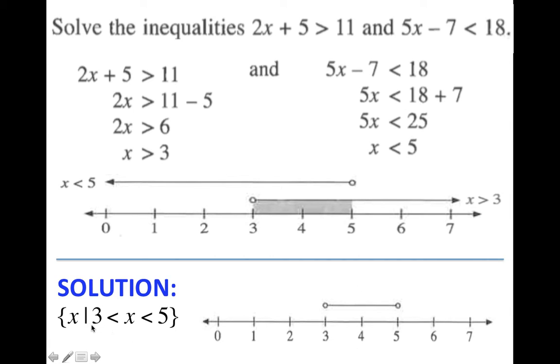And written in set notation, x such that 3 is less than x and x is less than 5. Or you could say x is between 3 and 5. Written in interval notation is like this. Again, don't confuse this with a coordinate point. This is an interval notation. It means starting at 3, round bracket, not including 3. The comma means to 5. So from 3 to 5, not including on either end because of round brackets. And that same thing here, not including because of the open circle.